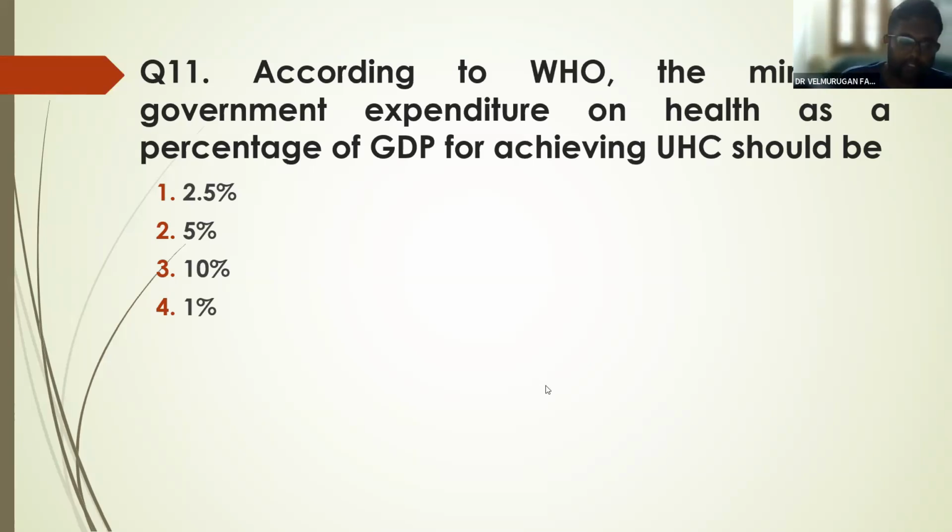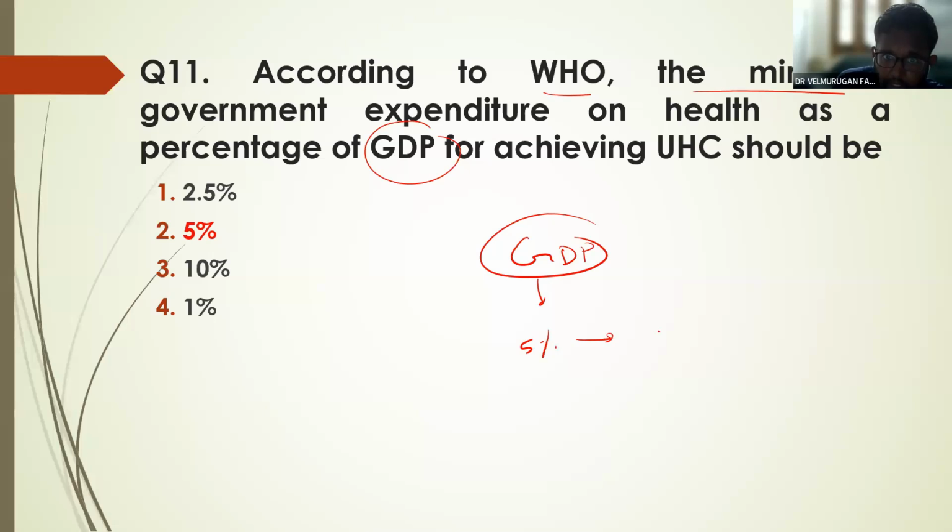Okay, yes, you are right. It is 5%. So the answer is 5%. According to WHO, the minimum government expenditure, GDP is gross domestic product. So out of our total budget, they are saying 5% of the budget should be spent on health related expenditure.